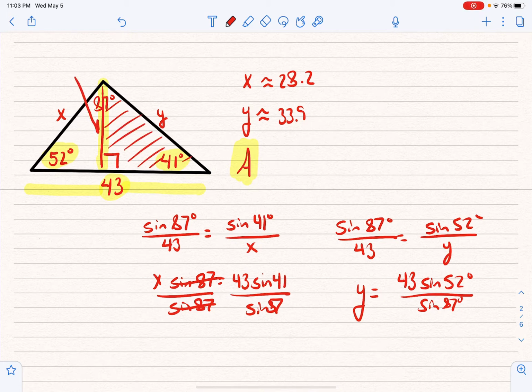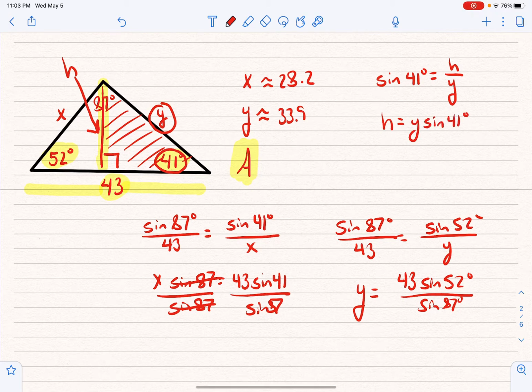Knowing that this side is the height, and that's the side I want. Well, that side is opposite of this 41 degrees, and y is the hypotenuse of that right triangle. Opposite and hypotenuse is sine. So I would know that the sine of 41 degrees is equal to opposite, that's that height, over hypotenuse, which is that y value. So then to get h all by itself, I'd multiply both sides by y, and I get that h is equal to y times the sine of 41 degrees.